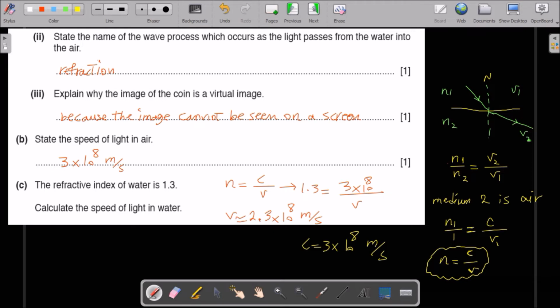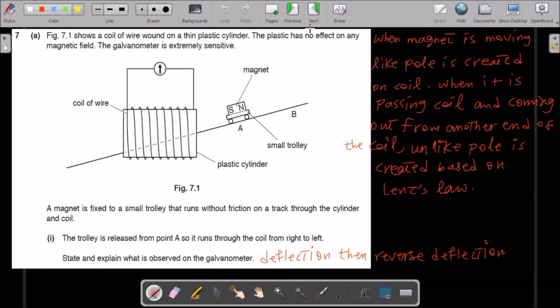Question 7. Figure 7.1 shows a coil of wire wound on a thin plastic cylinder. The plastic has no effect on any magnetic field, and the galvanometer is extremely sensitive. A magnet is fixed to a small trolley that runs without friction on a track through the cylinder and coil. Part 1. The trolley is released from point A, so it runs through the coil from right to left. State and explain what is observed on the galvanometer.